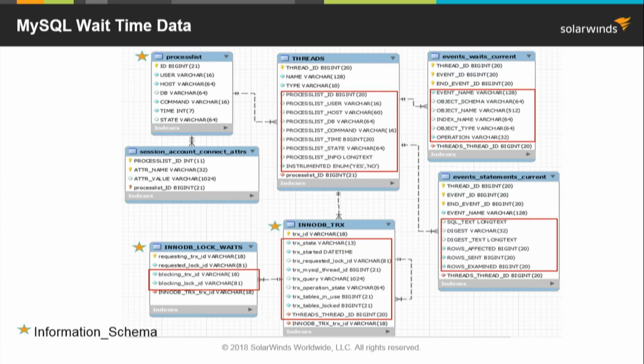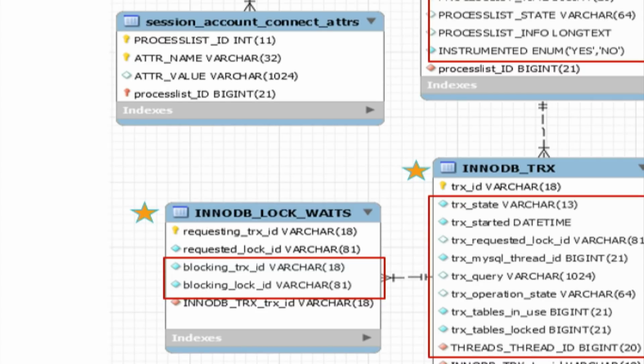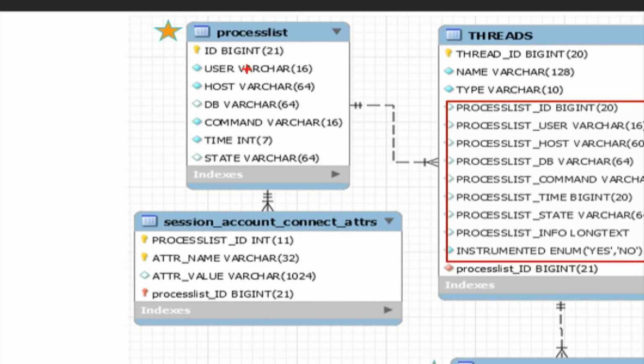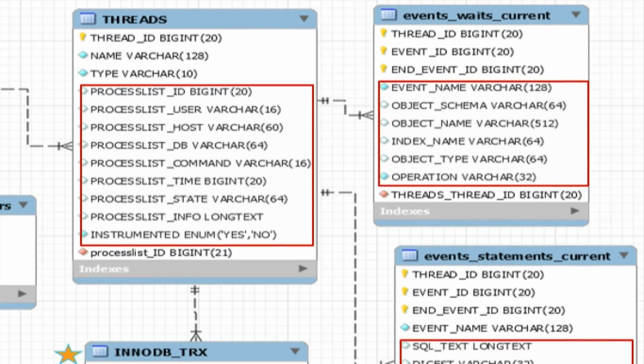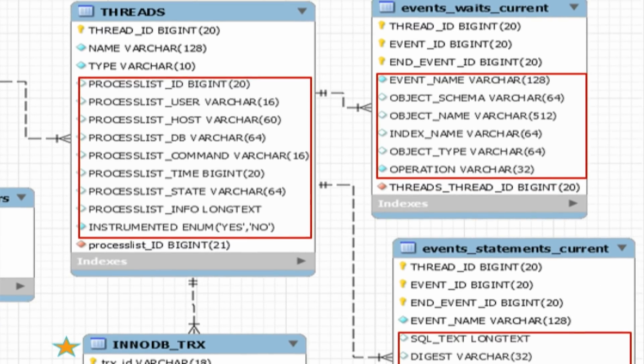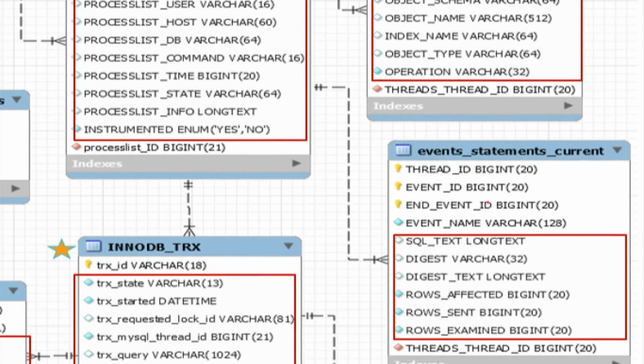Okay, we've got the process list, and we've got the InnoDB tables in the information schema, and they give you lots of information on transactions. I think I will zoom in a little bit so I can get my pointer here. If you join the process list into the thread tables, you can get user information, host, what database, what command, all that good information. Not only that, you can join it into events waits current and events statements, where you can get not only the object and the operation, but also the rows affected, the rows sent, the number of executions. You get all this good information.